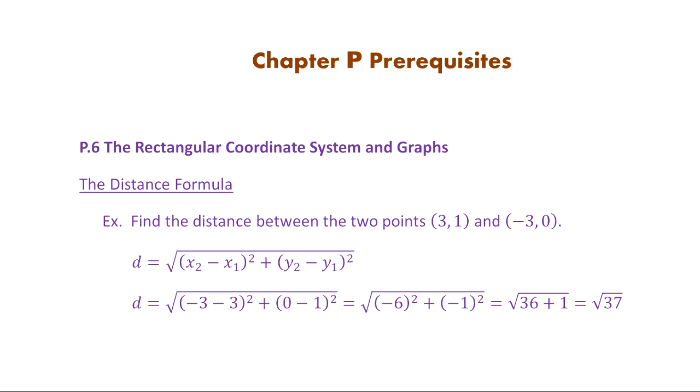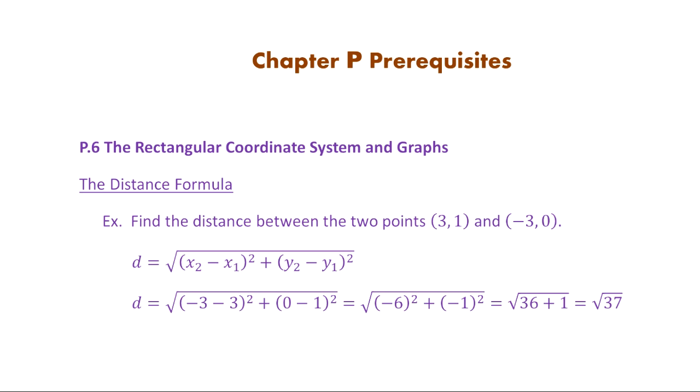Let's find the distance between the 2 points, 3, 1 and -3, 0. So we use the distance formula. We take the square root of (x2 minus x1) squared plus (y2 minus y1) squared. You always subtract the x coordinates and the y coordinates. You don't mix x and y coordinates. You don't have anything like x1 minus y1 or x2 minus y2. That doesn't make sense. Okay. So x2 is -3, y2 is 0, x1 is 3, y1 is 1.